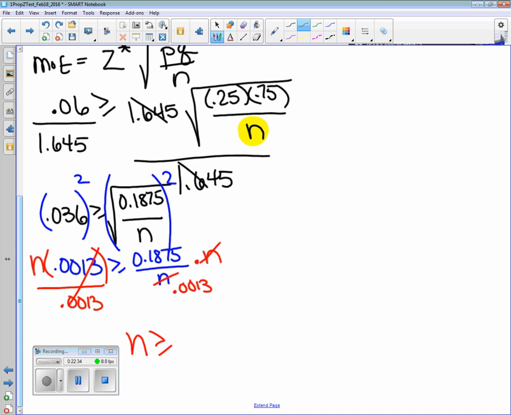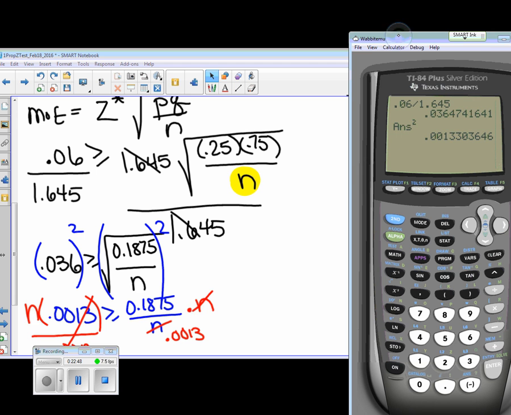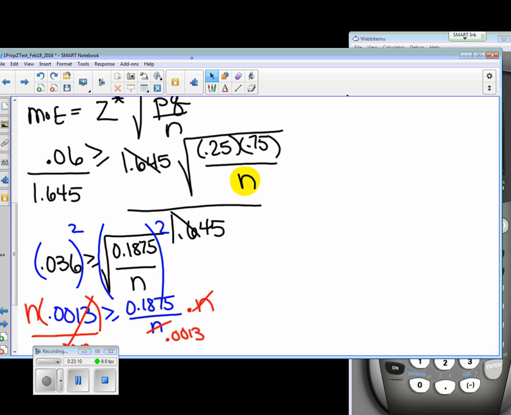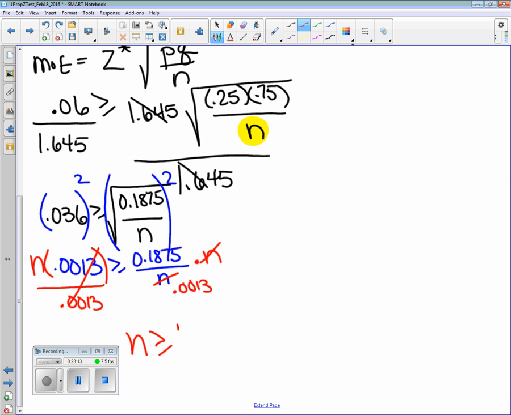So n is greater than or equal to 0.1875, which is an exact number, was not rounded, divided by 0.0013. So that's what we'll do here. So I'm going to say 0.1875, helps if I can type it in, 1875, divided by, now I want to go up and capture the exact value, so I'm just going to arrow up and capture it, so I'm not rounding it at all. And I hit enter, and I get 140.9. Okay, so n is greater than or equal to 140.9.